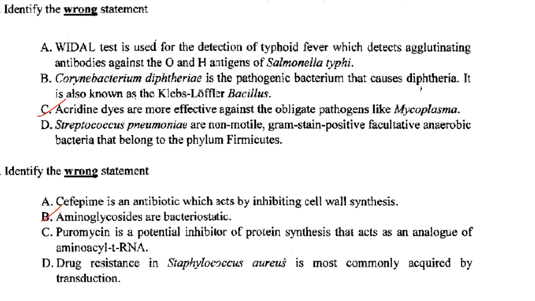Vidal test is used for the detection of typhoid fever, which detects agglutinating antibodies against the O and H antigens of Salmonella typhi. Then Corynebacterium diphtheriae is the pathogenic bacterium that causes diphtheria. It is also known as Klebsiella bacillus. Then acridine dyes are more effective against obligate pathogens like mycoplasma. So it is not against mycoplasma, it is effective against gram-positive bacteria. So that is the wrong statement. Answer is option C. Then identify the wrong statement.